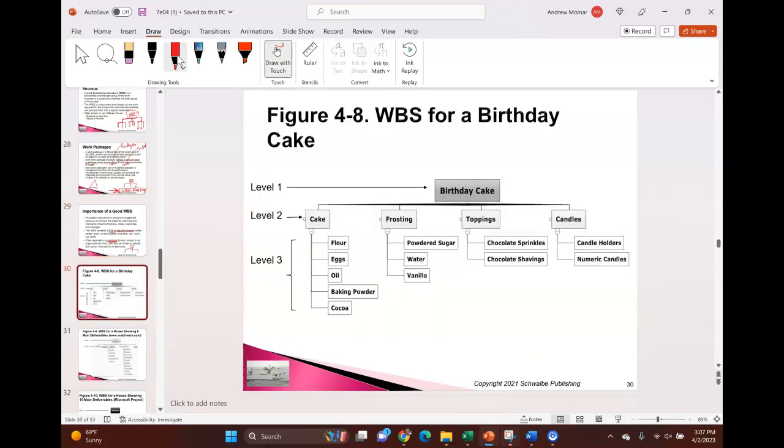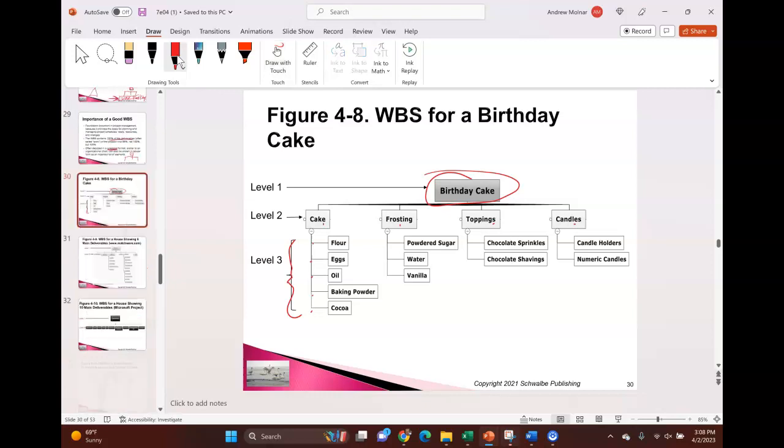Here's a birthday cake. If I'm going to make a cake, level 1 of the work breakdown structure is my scope statement. Level 2 is first I need a cake, and I also need frosting, and I also need toppings on that, and I need candles. Well, to make a cake, then I've got my level 3 of my work breakdown structure. I'm going to need flour, eggs, oil, things, right? Frosting, I'm going to need these things, etc. This is a sample work breakdown structure.